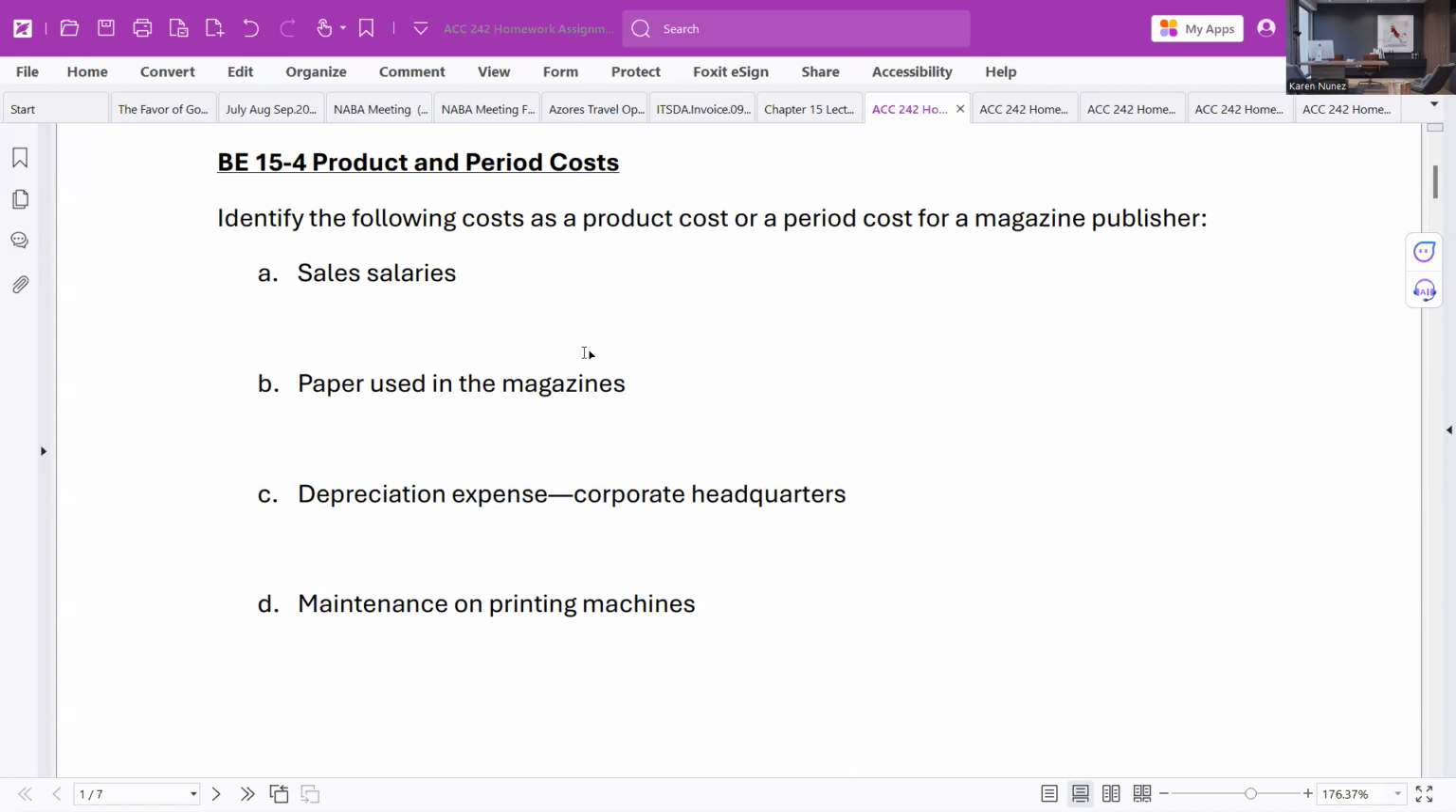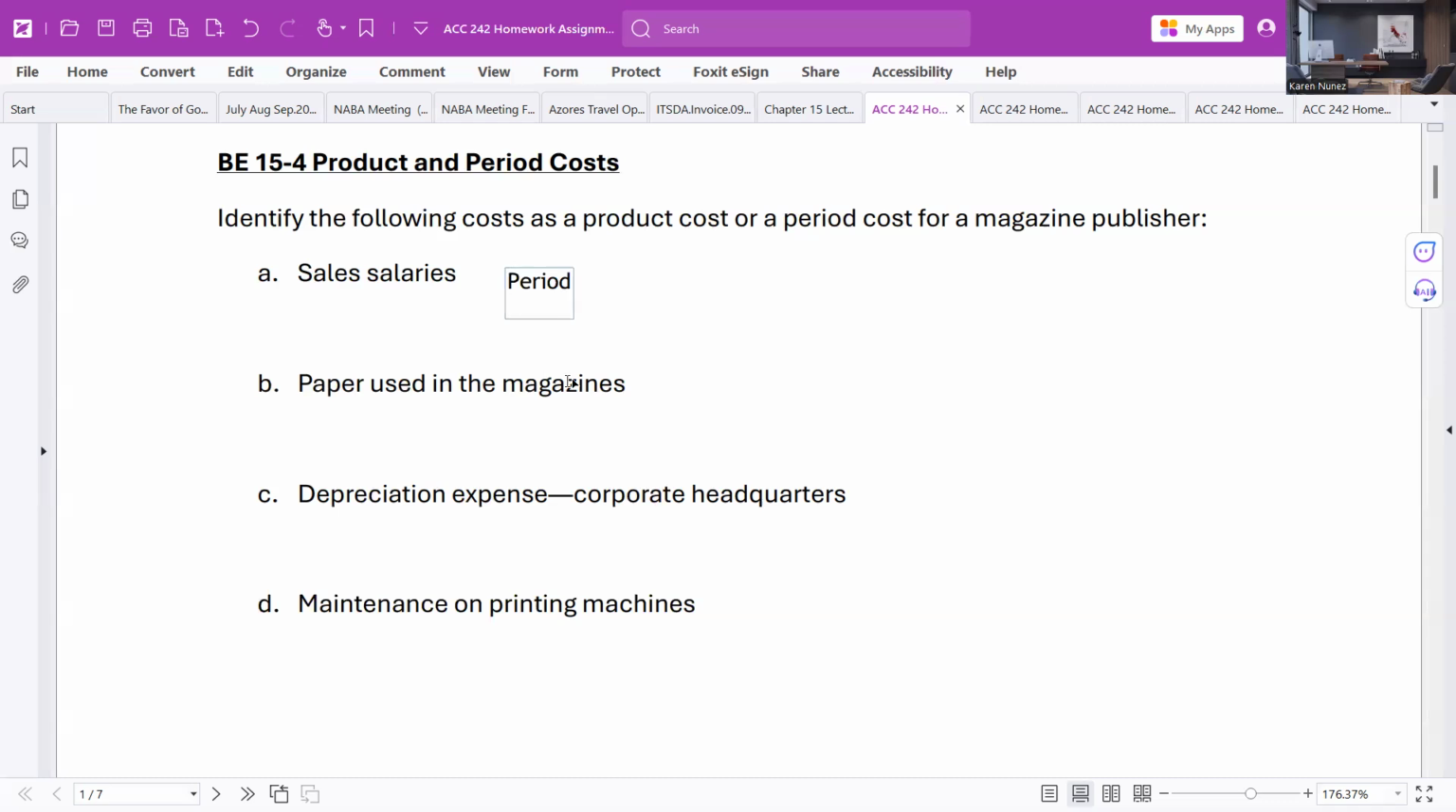What we learned in the lecture was that the product costs include three categories: the direct materials, the direct labor, and the factory overhead. Period costs, well, those are the selling and administrative costs. So what we need to be able to do is classify these costs for a magazine publisher. The first thing we've got is sales salaries. Well, that is not at all related to manufacturing. So sales salaries is going to be a period cost.